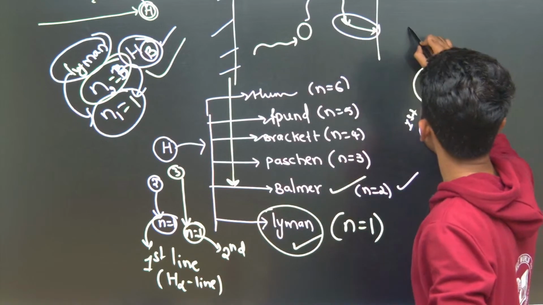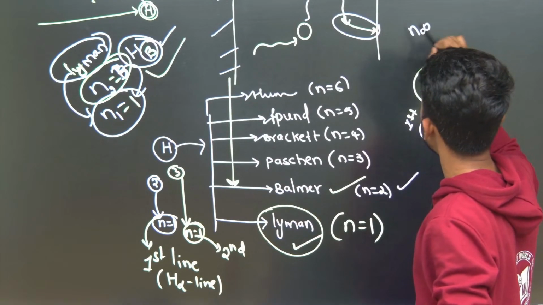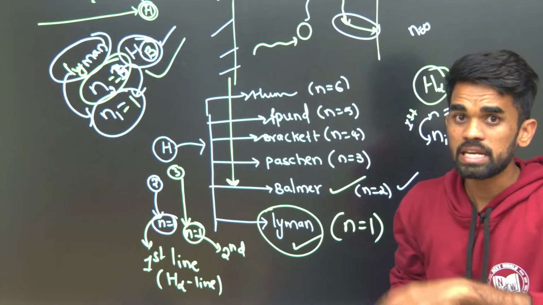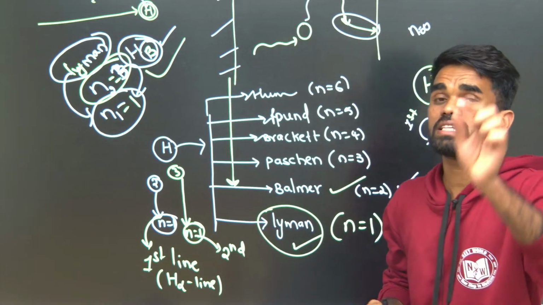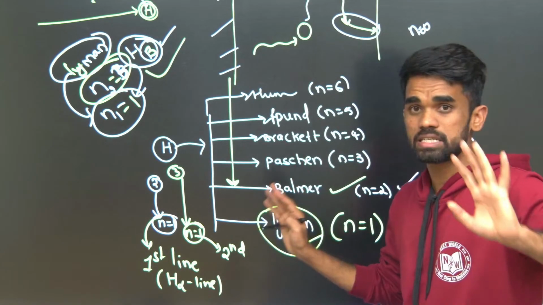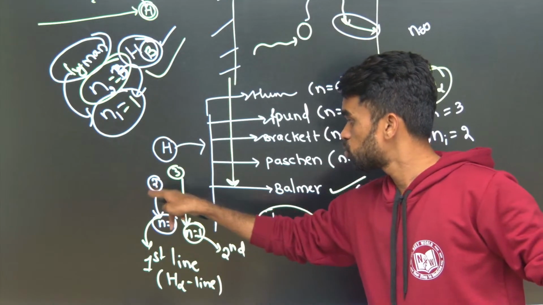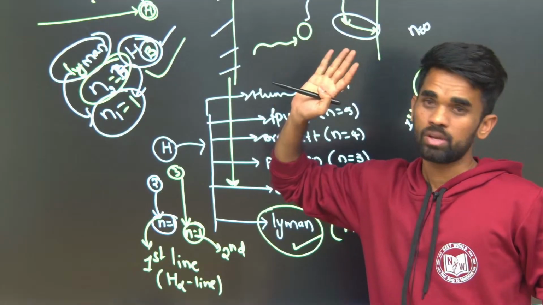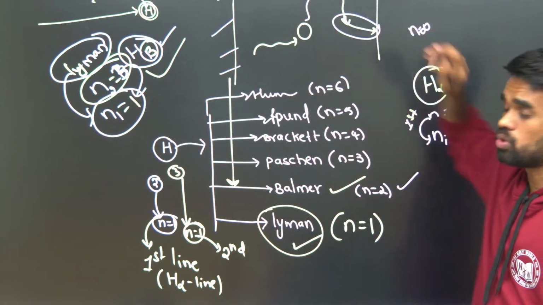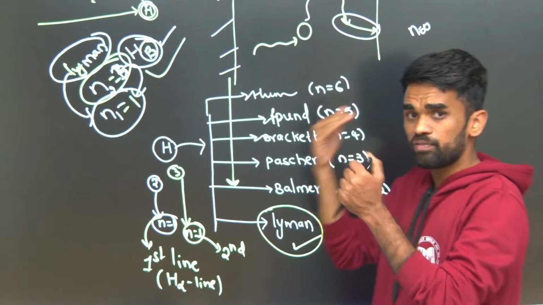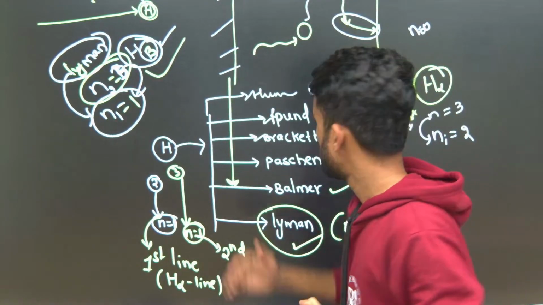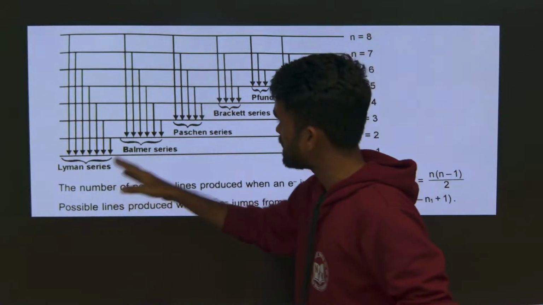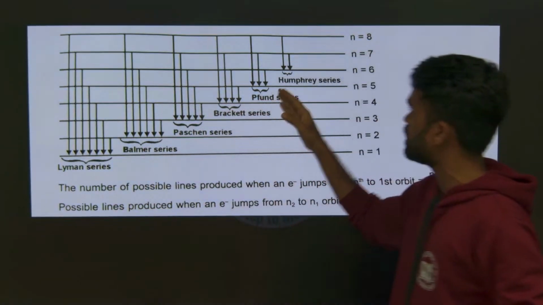And if it is coming from n equals infinity to 1, in the Lyman series, that is the last line of the Lyman series. The first line is 2 to 1, the last line is infinity to 1. In Balmer also, the last line is infinity to 2. Like this, we have a different number of lines possible for each series. So the series we have seen are Lyman, Balmer, Paschen, Brackett, Pfund, Humphreys.